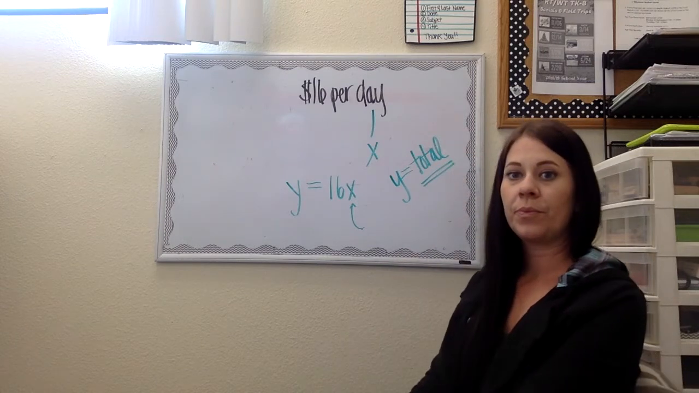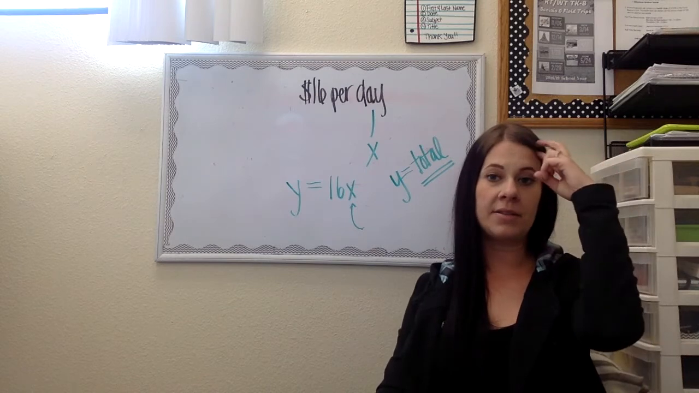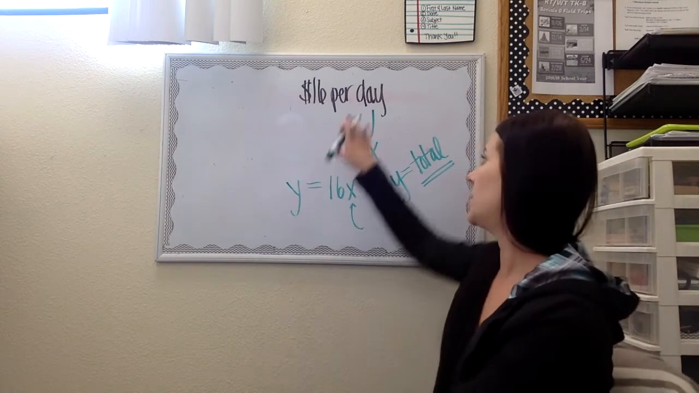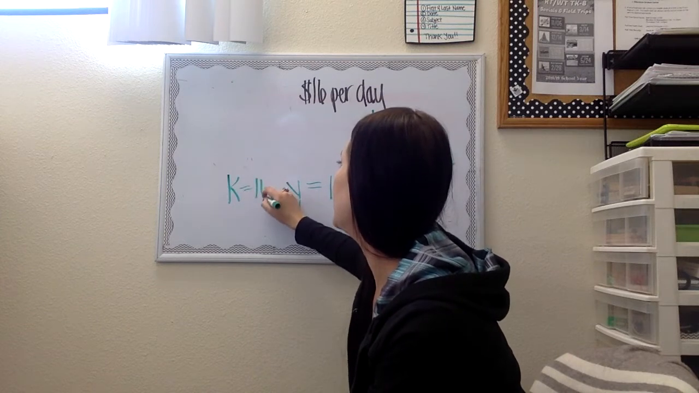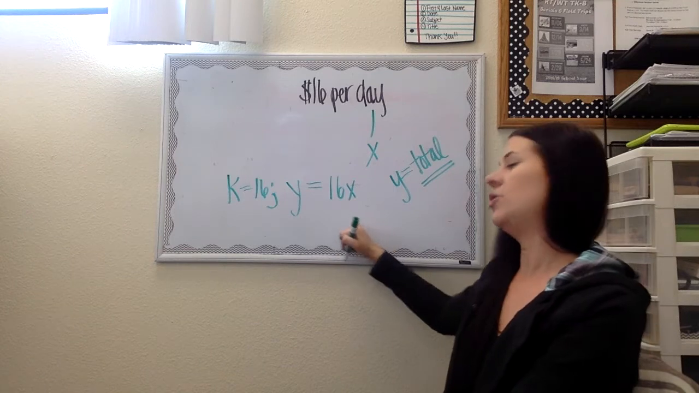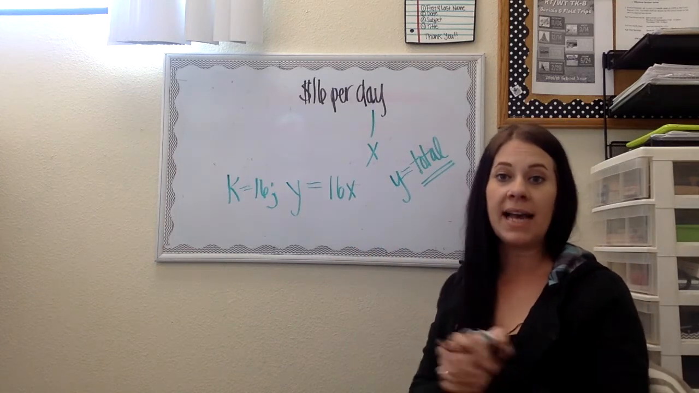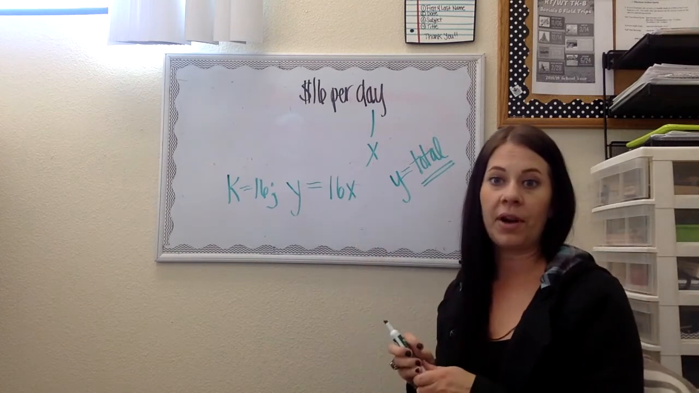Total. Okay? So the question might ask you two things. It might ask you for the constant rate of change, which is 16, and you can write that as K equals 16. And the second thing that they want from you is an equation. And it's just going to be a Y equals every time, because total equals.